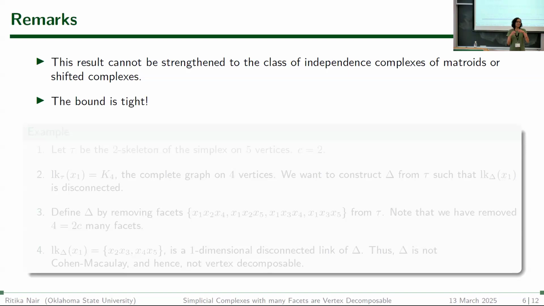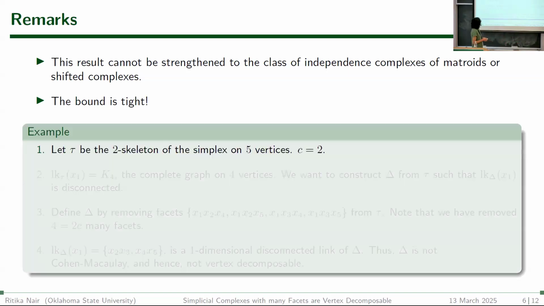And instead of removing 2c minus 1 facets, what happens if you remove 2c facets? Can you still maintain vertex decomposability? That's the question. So it's not necessary that it's going to still be vertex decomposable. So we have counterexamples, and the way the counterexamples work is, in simple terms, let's consider a small example.